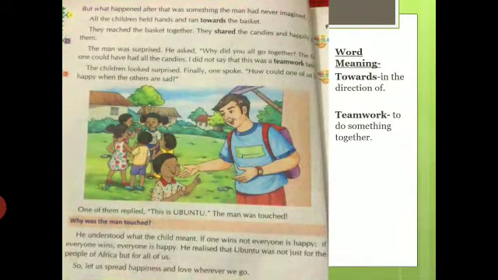But what happened after that was something the man had never imagined. As soon as he gave the command to run, something very strange happened. What was that? All the children held hands and ran towards the basket. They held each other's hands and together they ran towards the basket.